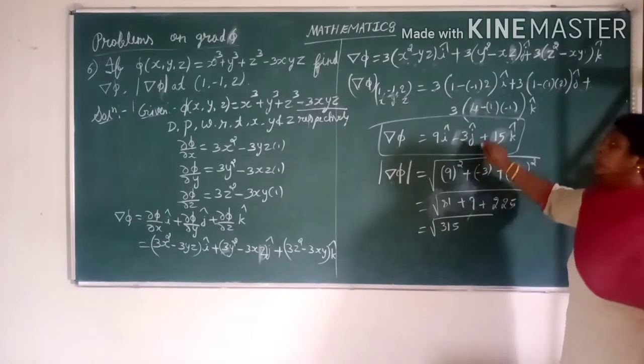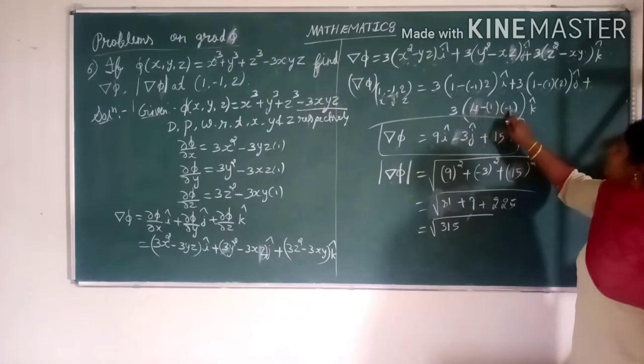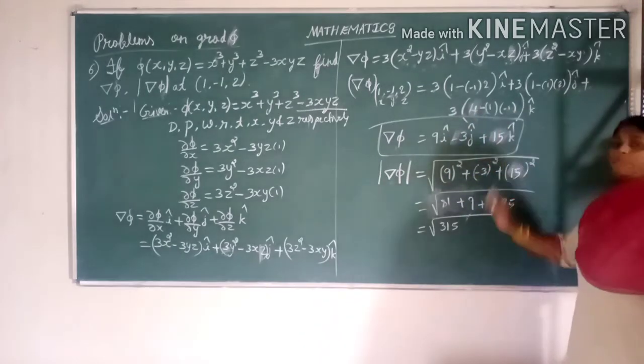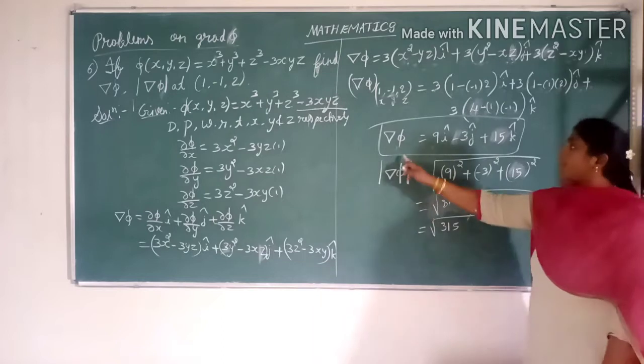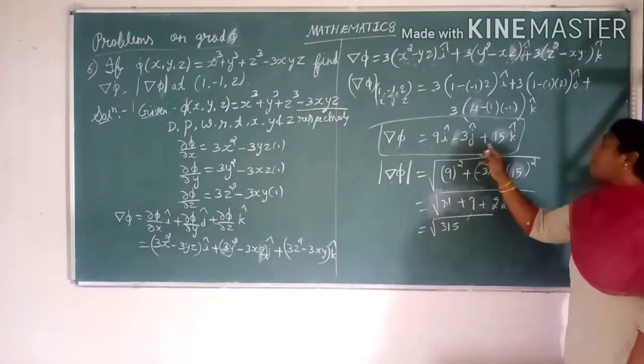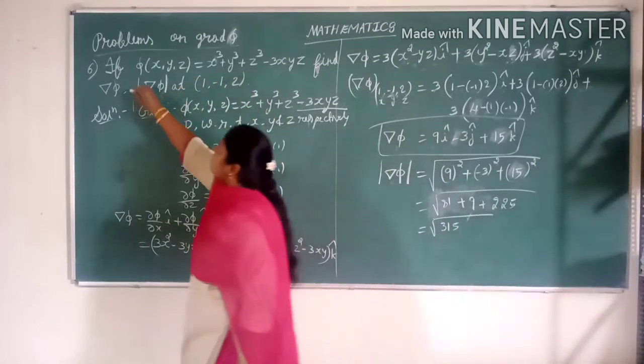Plus 3 into 4 minus 1 into minus 1. Minus into minus is plus. That is 1 plus 4 is 5. 5 into 3 is 15. Plus 15 into k cap. That is, grad pi value is equal to 9 into i cap minus 3 j cap plus 15 into k cap at the given point. The first one is over.